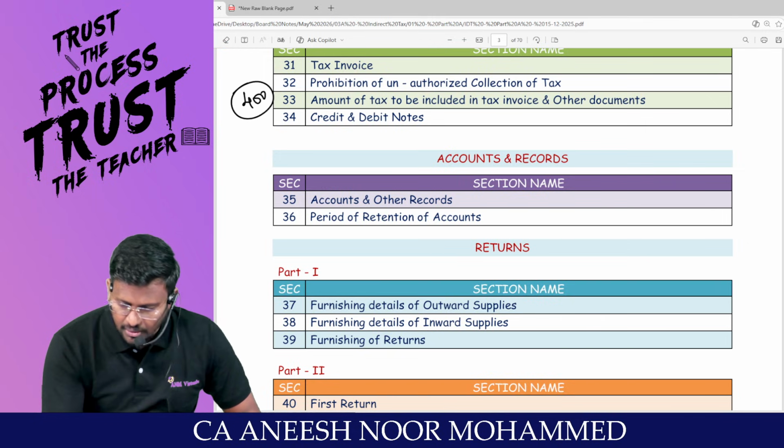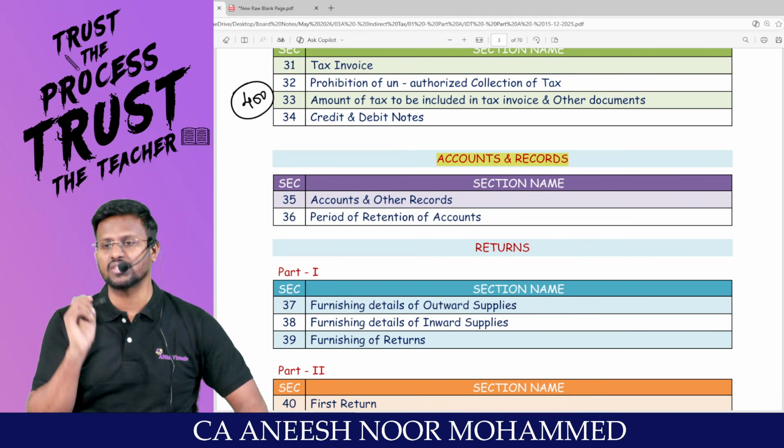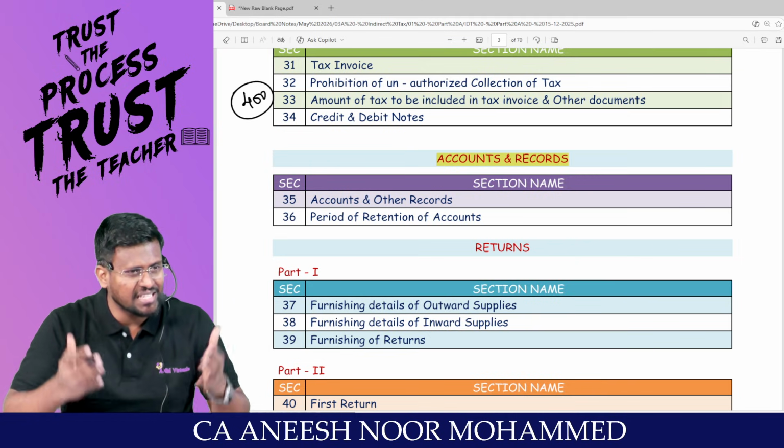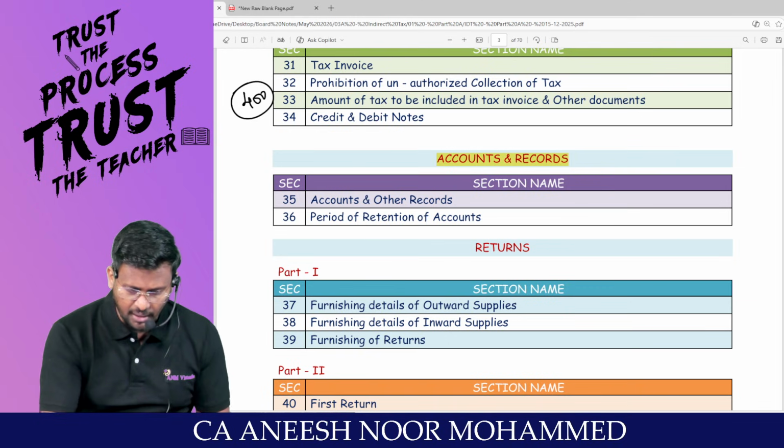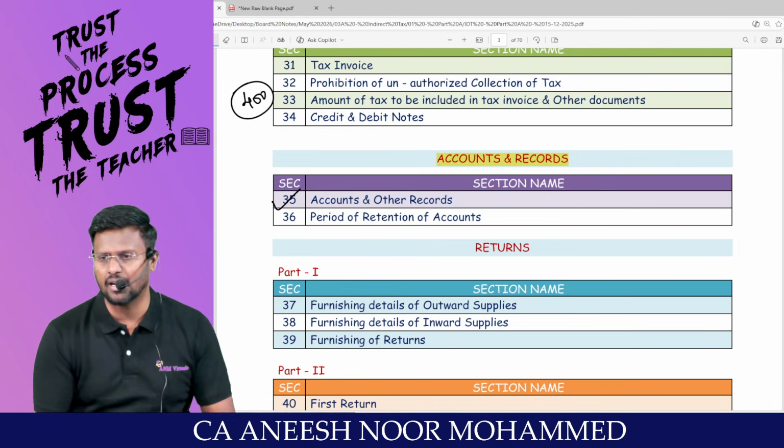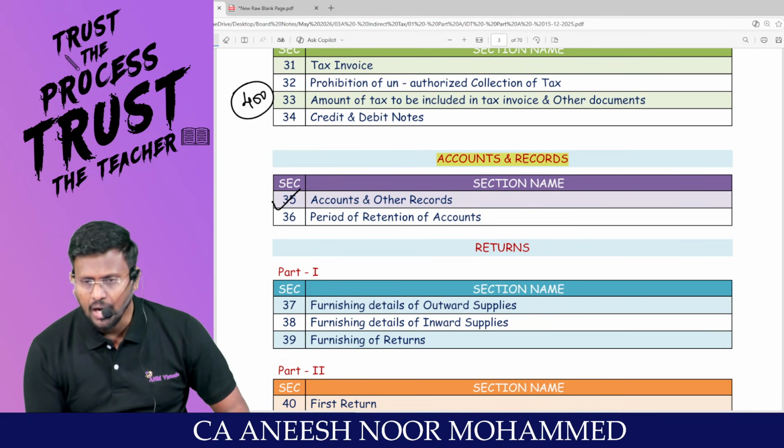That's what section 35 is: you are supposed to keep the accounts and records. Because multiple tax invoices will become records. My dear lovable students, section 35, accounts and records.